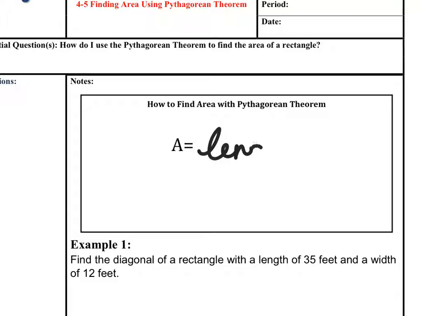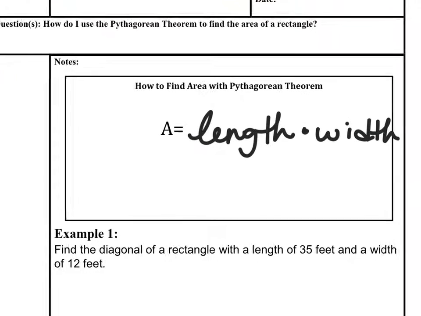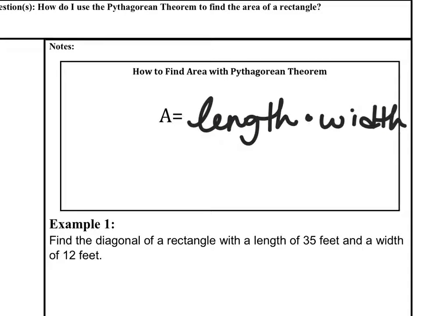Length times the width gives you your area. Okay. If we're going to find the area of a rectangle, and we are doing it with Pythagorean theorem, because I'm not just going to flat out give you the side lengths. I'm not going to do that.